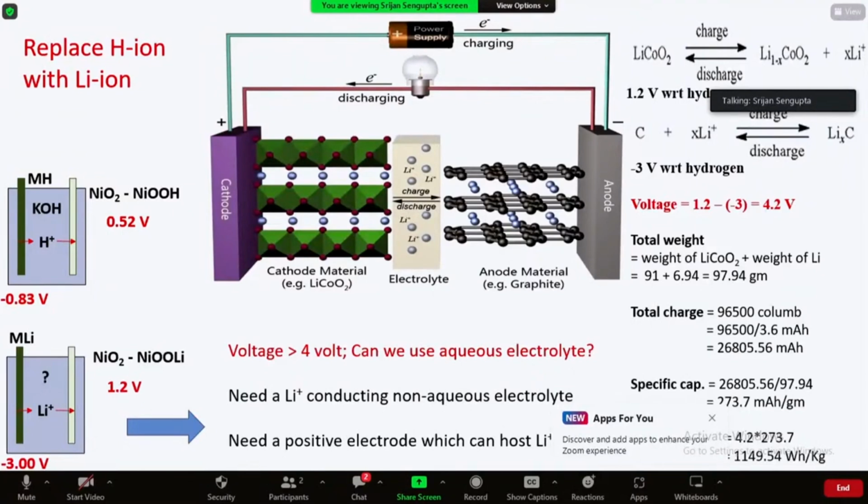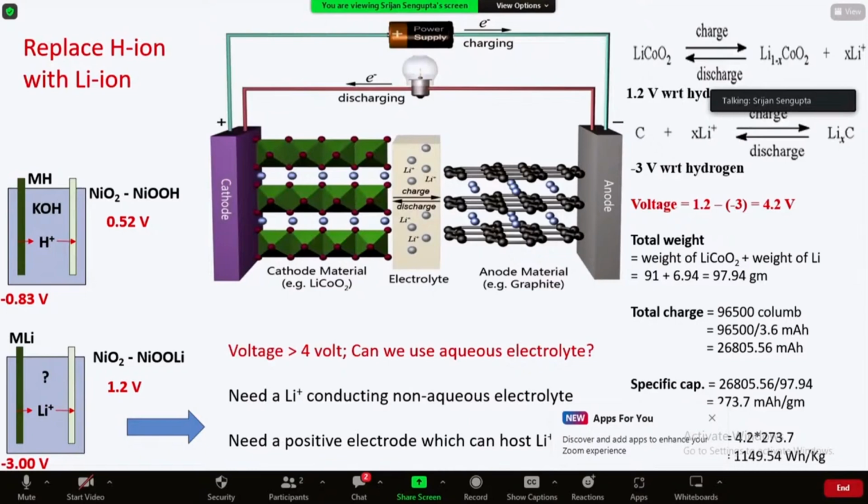Furthermore, they are very volatile and flammable. So that is why lithium ion batteries are unsafe, in the sense that if they're exposed to the atmosphere, they will immediately catch fire. It is mostly because of this electrolyte. Okay. But if that is taken care of, this system can give us a very high specific energy, almost 1.15 kilowatt hour per kg, or 1149 watt hour per kg.